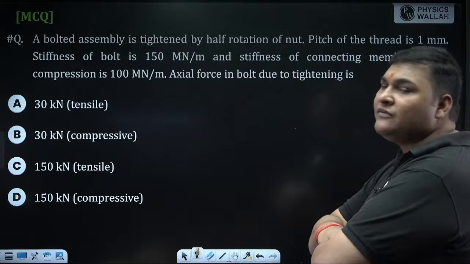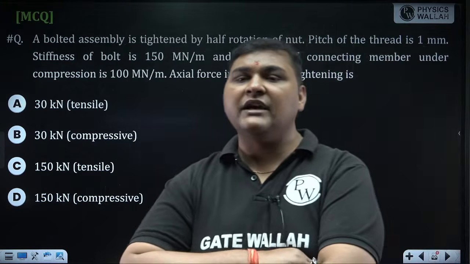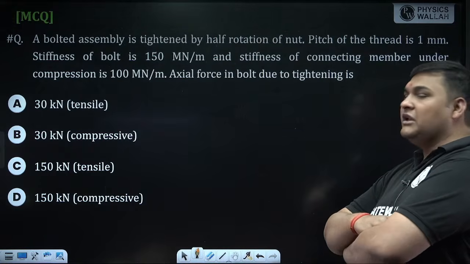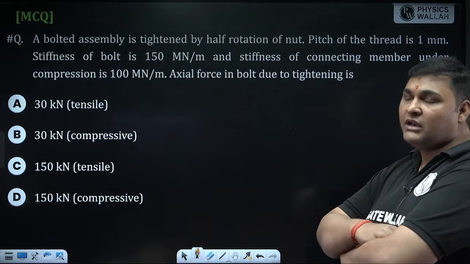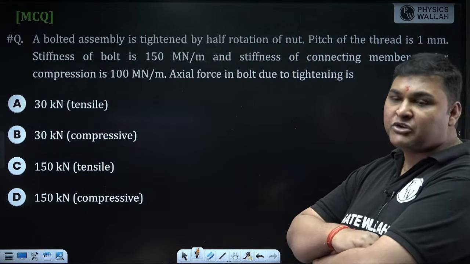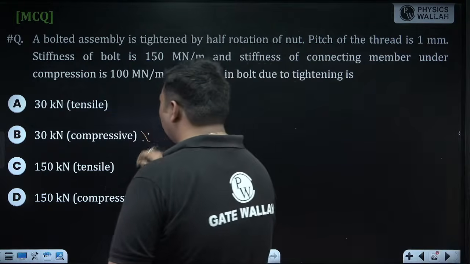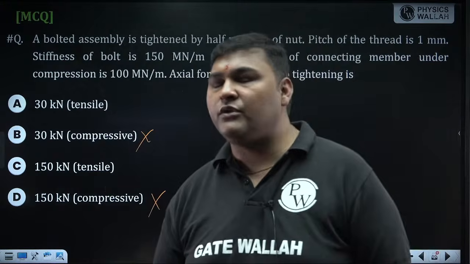Due to tightening, first of all, preload comes. Suppose that preload I am denoting as Pi. So what is the axial force in the bolt? I am asking preload. If you know that the effect of preload on the bolt is always tensile, and on the connecting member it is compressive. So the examiner is asking about the bolt, so it will be tensile. So you can directly eliminate options B and D. Now out of A and C, which is correct? For that we have to do calculation.